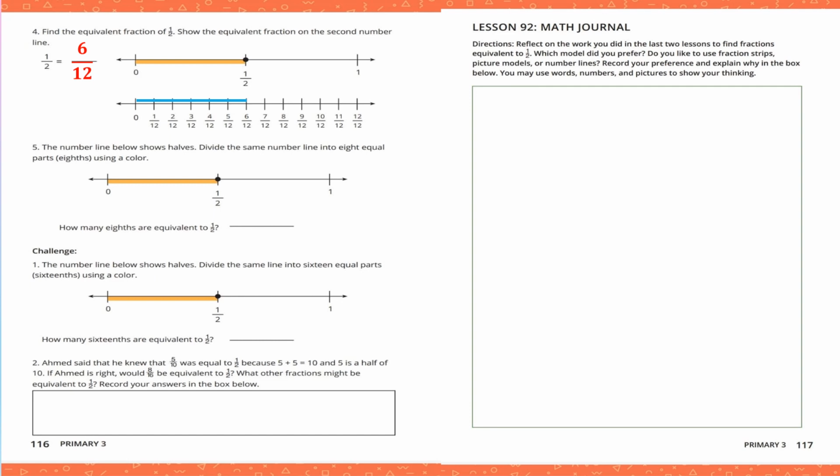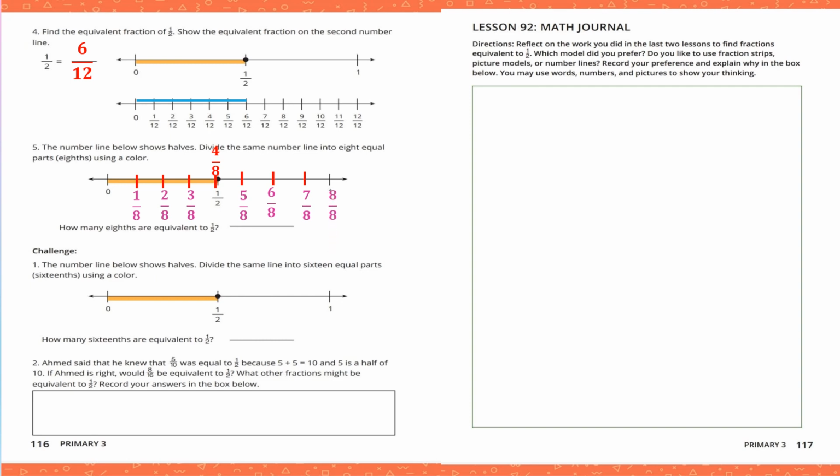Number 5, the number line below shows halves. Divide the same number line into 8 equal parts. So I wanted to divide this line into 8 equal parts. So I will make 7 dashes. 1, 2, 3, 4, 5, 6, 7. And the start point means 0 over 8. Then 1 over 8, 2 over 8, 3 over 8, 4 over 8, and so on, 8 over 8.